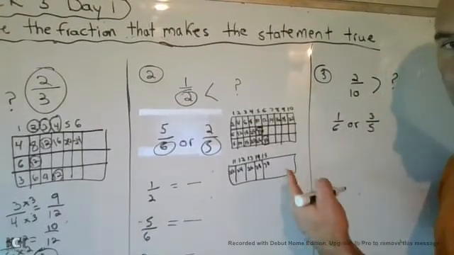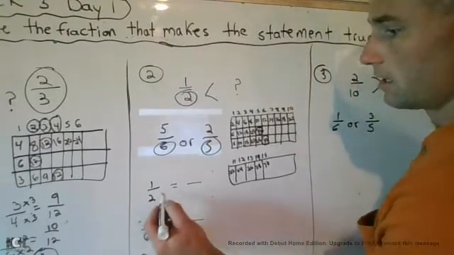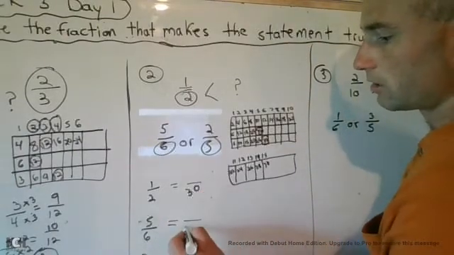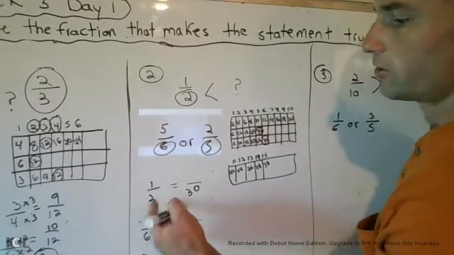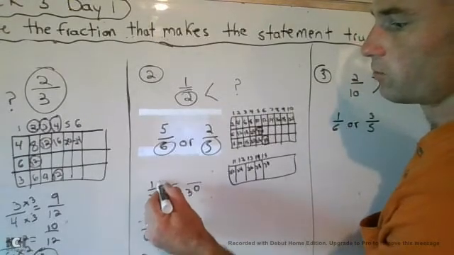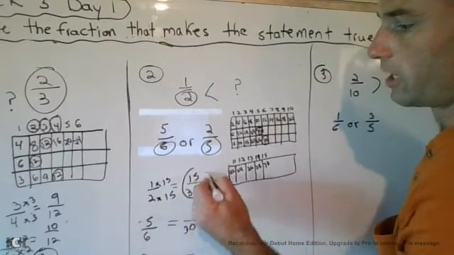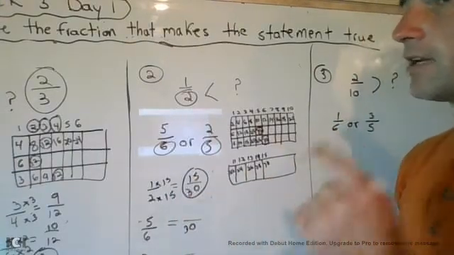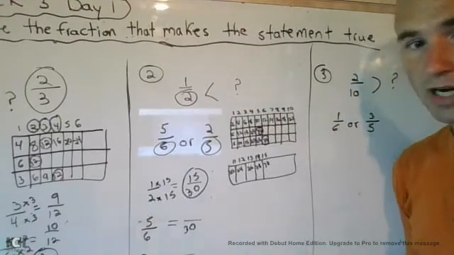So 15 times 2 equals 30, right? Which means for each of these denominators to be 30, 2 times 15 got me 30, which means 1 times 15 will get me 15, an equivalent fraction to a half. So I need a fraction that's bigger than 15/30, is what I'm trying to find here.